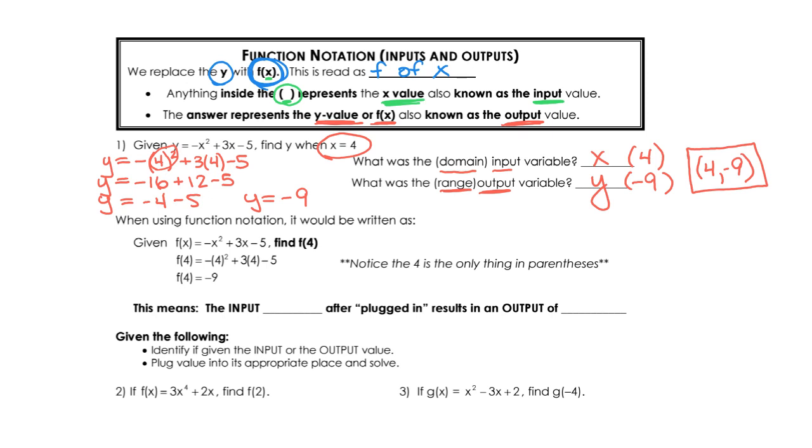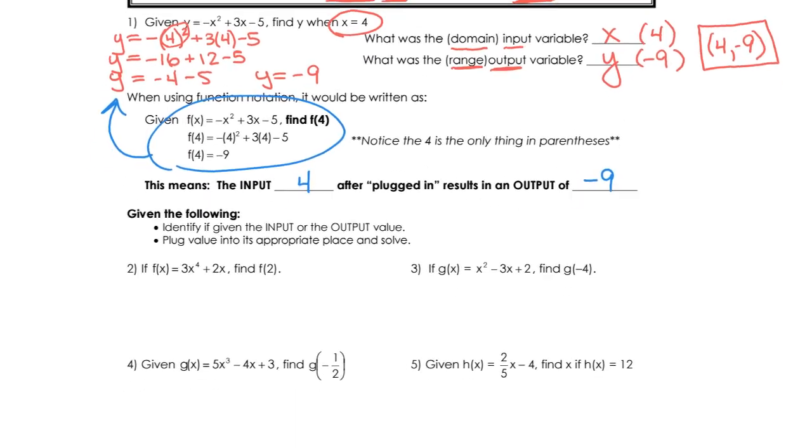So it says when using function notation, it would be written as, and we just went through all of that. This is exactly the same work that we have up here. Notice the 4 is the only thing in parentheses. This means that the input, which is 4, after plugged in, results in an output of negative 9. Pretty easy. All right, so let's go ahead and try these examples at the bottom.